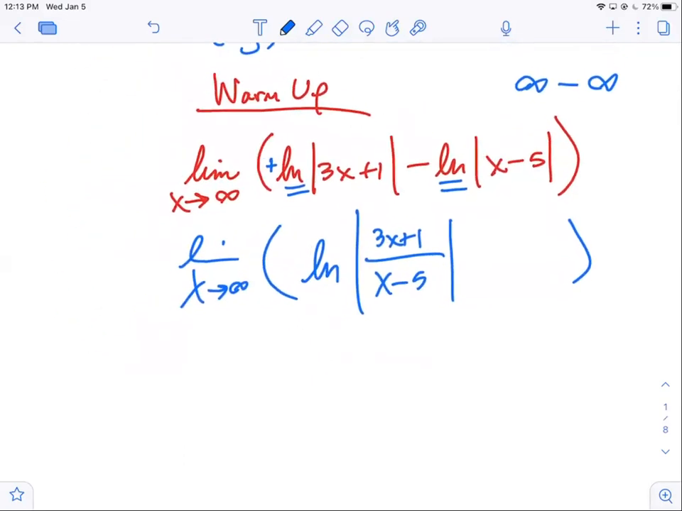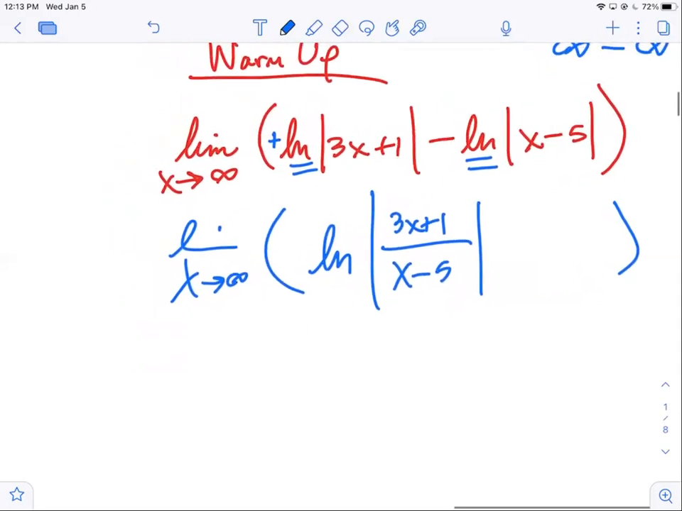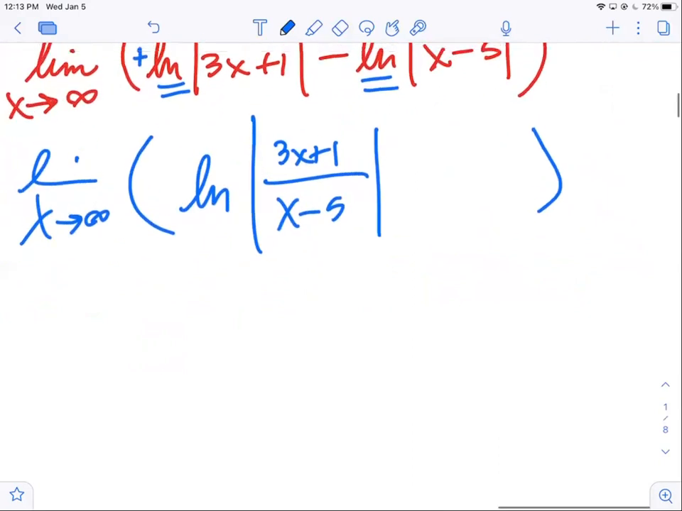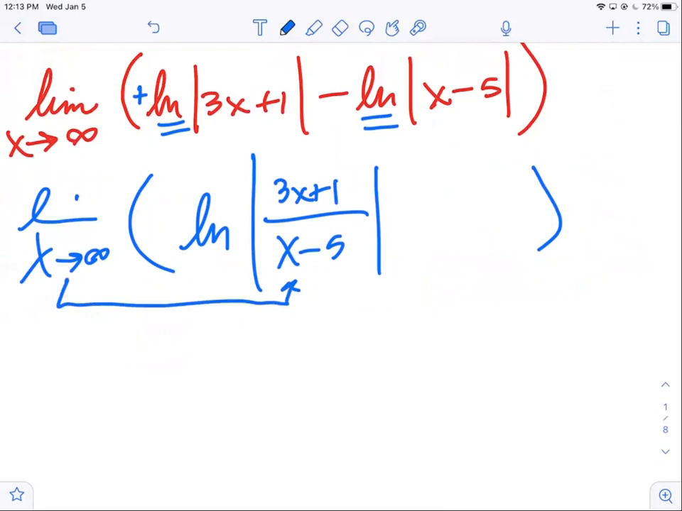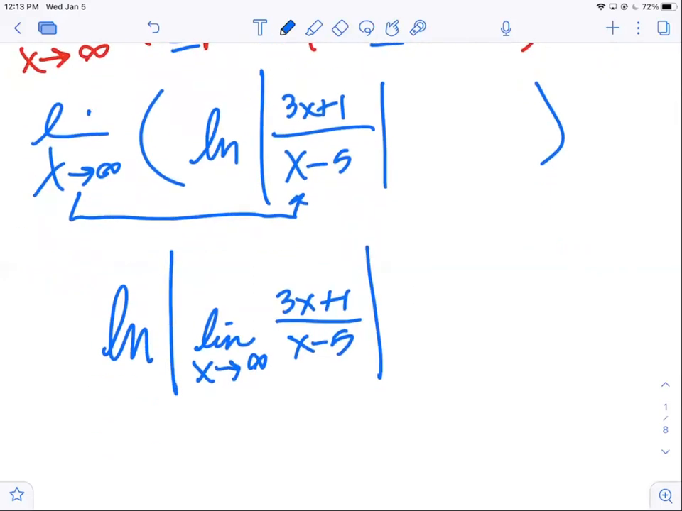Let's try direct substitution again. If I plug in infinity now, the top's going to give me what? Infinity, and the bottom's going to give me infinity. Oh crap, what's infinity divided by infinity? Yeah, it's indeterminate, but how do I take the natural log of an indeterminate thing? Oh, well, remember we can do this. This is composition. So you could bring that log inside. This is the natural log of the absolute value of the limit as x goes to infinity of 3x plus 1 all over x minus 5. That was that other property of logs that we were allowed to do, okay?